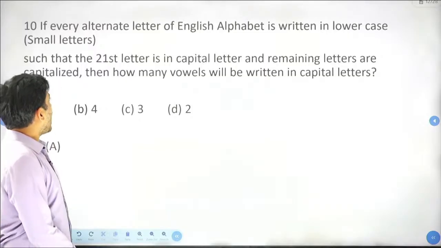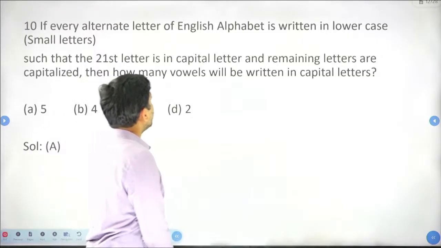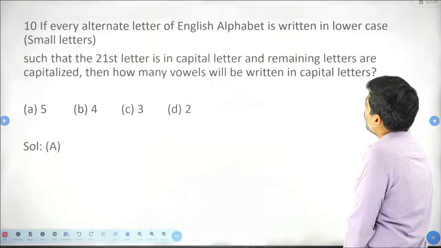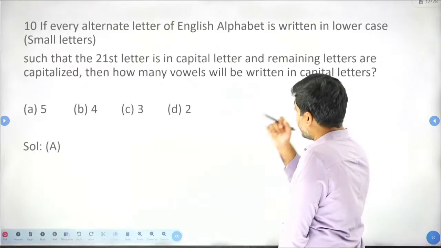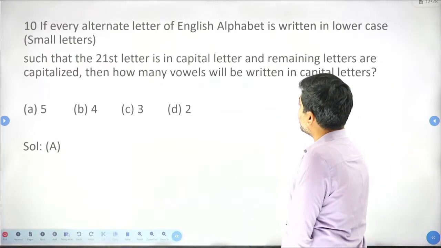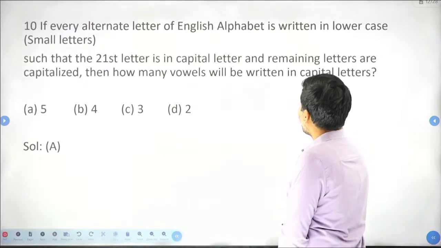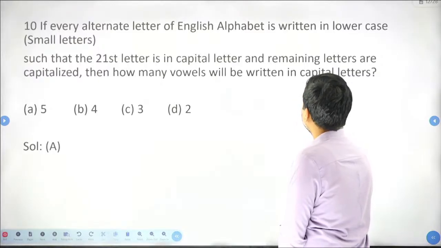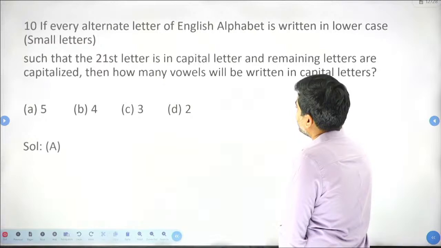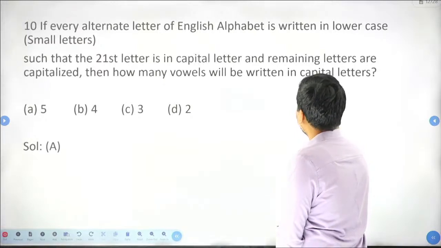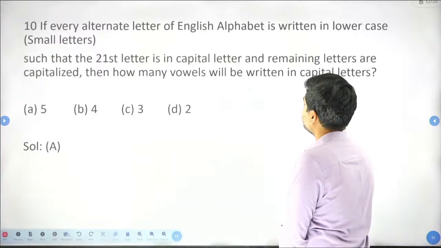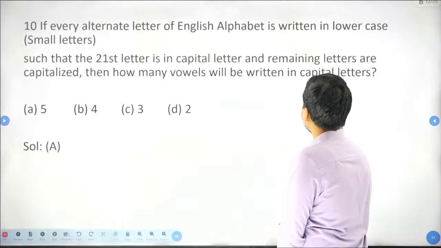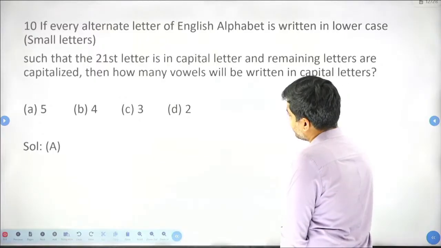Next one. Every alternate letter of English alphabet, okay, is written in lower case such that 21st letter is in capital letter and the remaining letters are capitalized. 21st letter is in capital, okay, remaining letters are capitalized. Then how many vowels will be written in the capital letters?